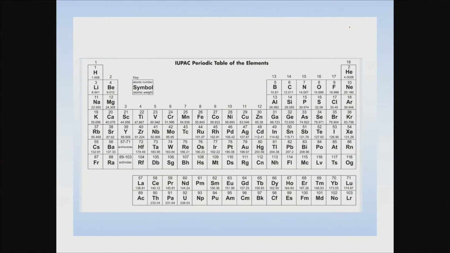The first thing I want to do is figure out where phosphorus is in the periodic table and how many electrons it has. It looks like here is phosphorus, and it has 15 electrons. What I want to do is write an abbreviated electron configuration for phosphorus.